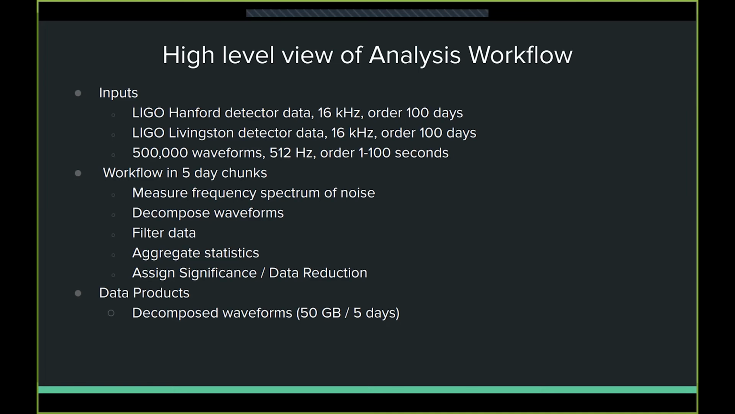It should be noted that LIGO collaboration analyses are larger than this in multiple ways. One, there are more waveforms that are searched for, and two, it searches more detectors. So this is a large amount of disk space that gets used. And then the reduced filter output is about 10 gigabytes per 5 days of data. And then the final results only take 100 megabytes, and that's an upper limit.